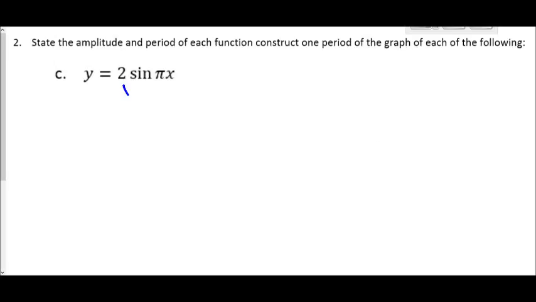The amplitude is the number in front. If it's negative, we would have to take the absolute value, but this is already positive, so our amplitude is just 2. The period is 2 pi, the usual period of a trig function, divided by the number in front of the variable. If we divide by pi, we have 2 pi divided by pi, so the period is 2. Now we won't have any pi's in our graph, which is actually kind of nice.